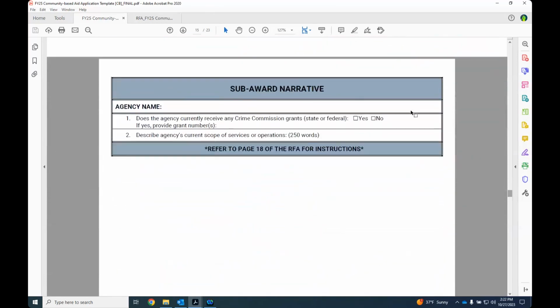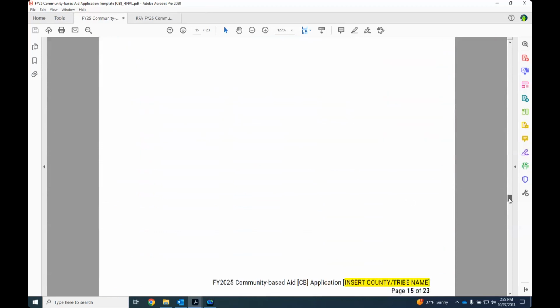And then there is a subaward narrative this year. And this, again, we just want to know which other grants they're receiving. And this, as the lead of the grant, you may not be filling this out for them. Hopefully they will be filling this out themselves. And then we want to know the scope of services that they provide, just to get a better idea of what the program is.